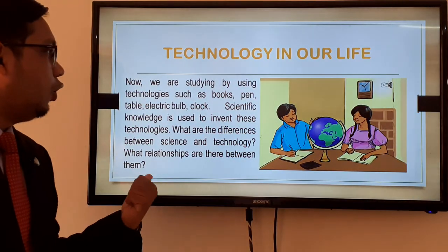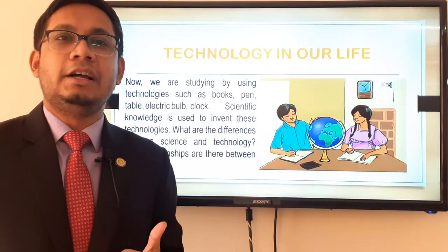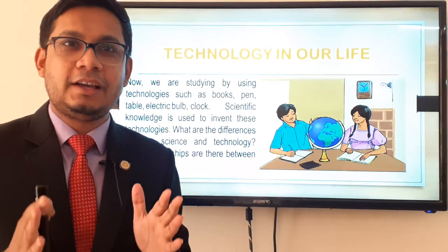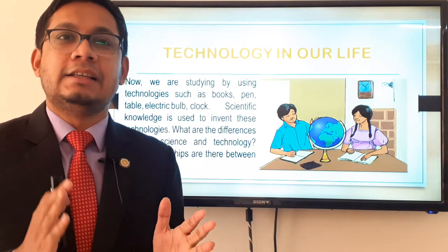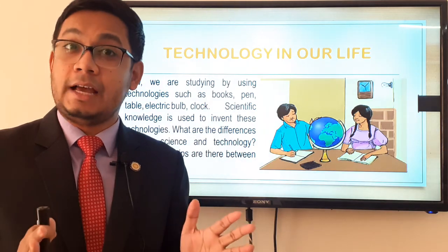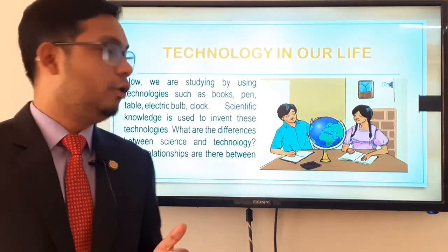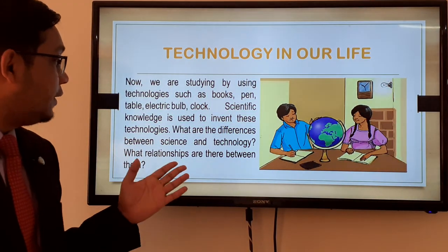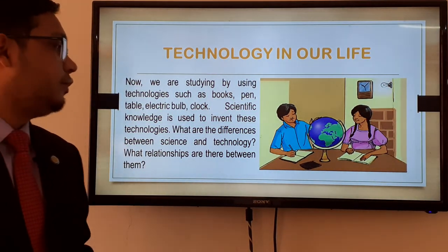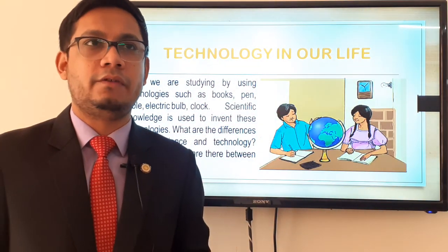Look, scientific knowledge is used to invent these technologies. We cannot invent technology without scientific knowledge, or without science. So technology is not possible without science. We have to remember that science and technology are very much related to each other. So what are the differences between science and technology? What relationship is there between science and technology? We will be learning these things very carefully.